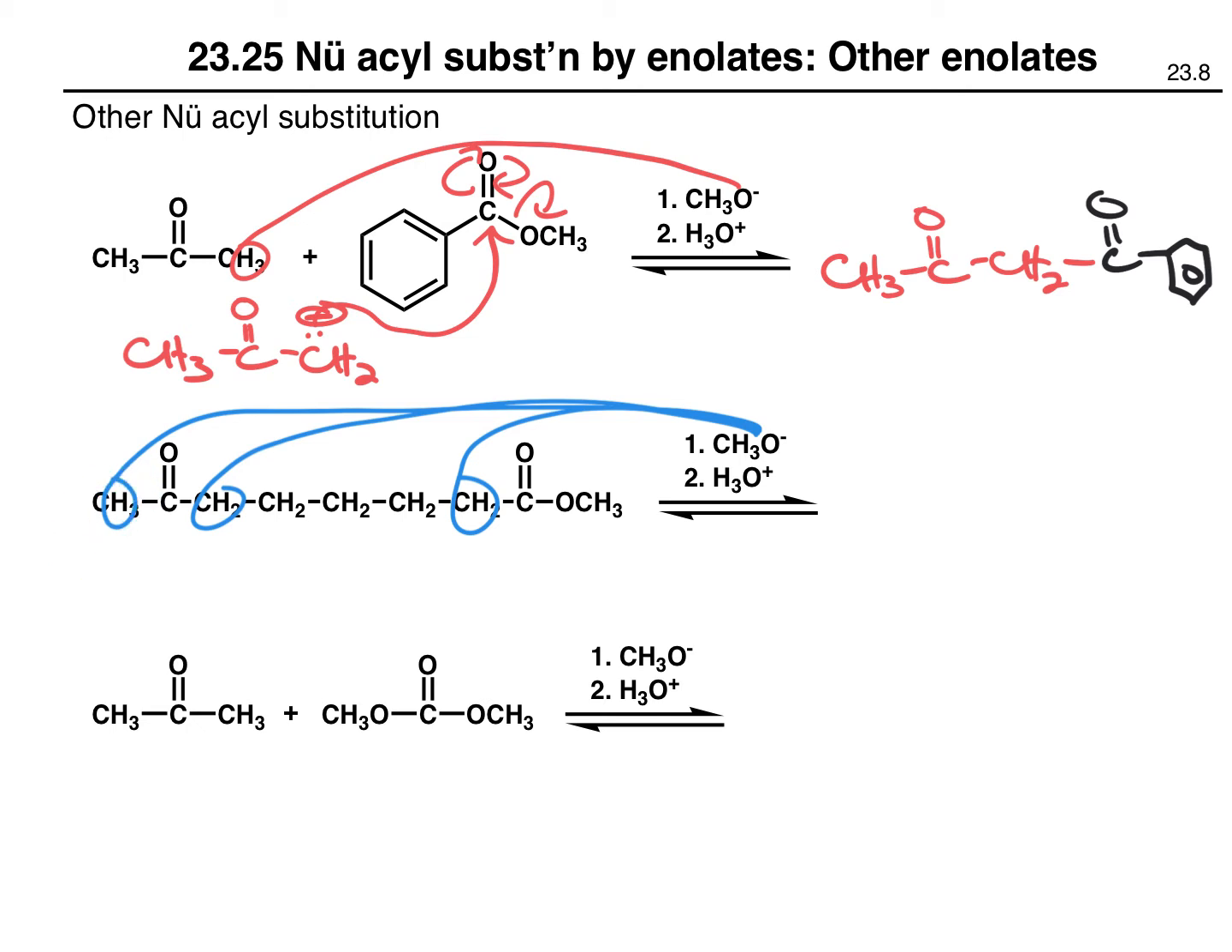If this enolate is formed, then it could do a nucleophilic attack on the ester carbon, but that would lead to 1, 2, 3, 4, 5, 6, 7, an 8-membered ring, and that's not easy to do. But if this enolate is formed, it could add here, and that would lead to 1, 2, 3, 4, 5, 6, a 6-membered ring. So let's focus on the enolate that forms here, and that would give us some of this.